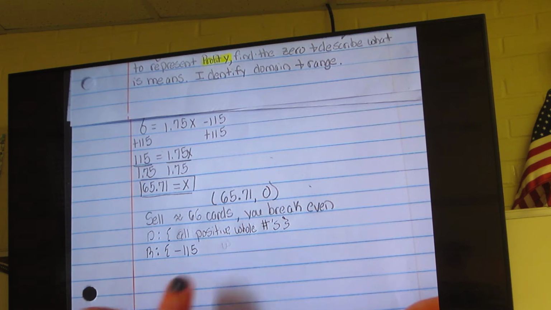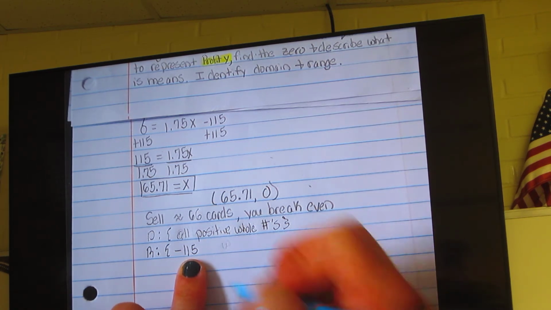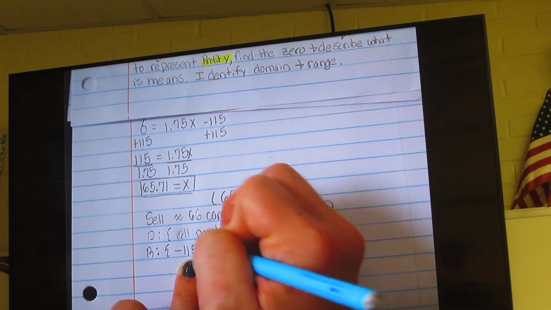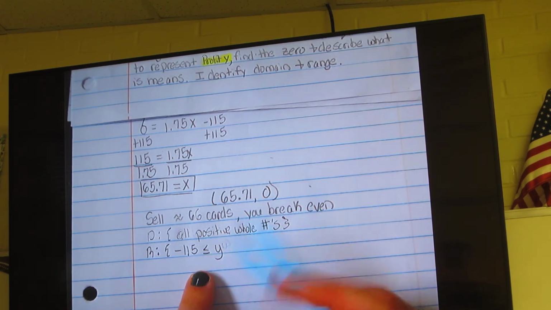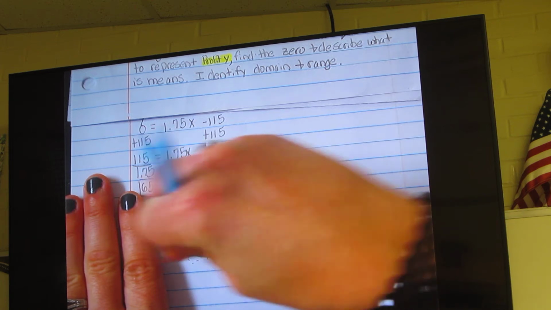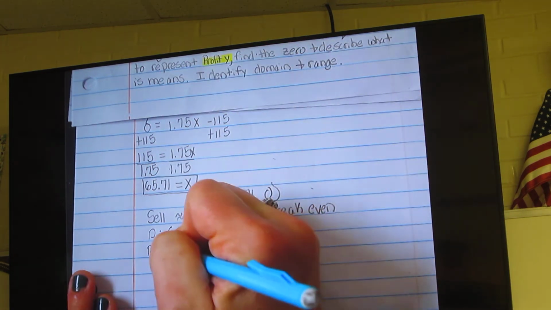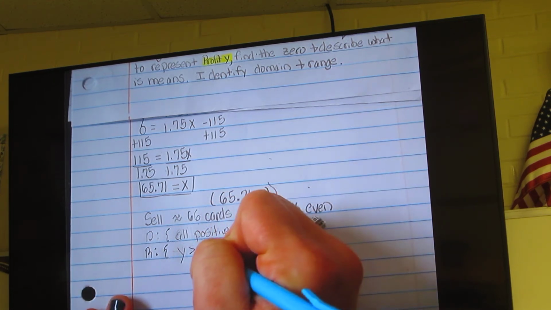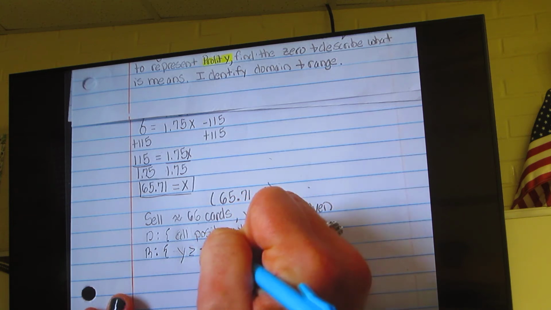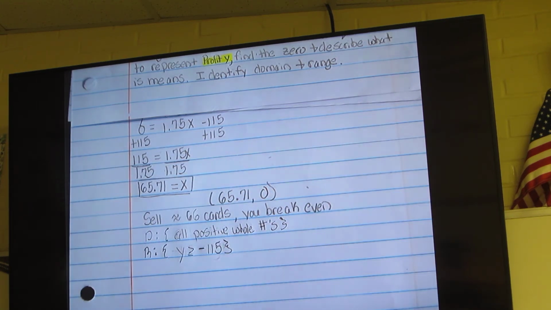So if they sold 0 cards, then they would be at negative 115. Their profit would be at negative 115. So their Y can be anywhere between negative 115 and all the way up. Let's rewrite that, because it could top out if we sold 100 cards. You could figure out how much profit that would bring in, but once again, we don't know how much they sold. So your range can be anywhere greater than or equal to negative 115. That's where they would be if they sold 0, and then we don't know what their limit is on how many they purchased, so it can go up from there.